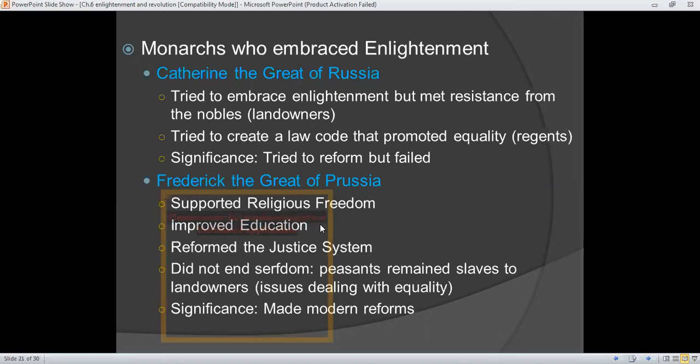He did improve education and the justice system, but he did not support the idea of equality between people. Unlike Catherine the Great, she called for equality between people, nobles and commoners, equality for women, and laws, but she failed. Clear? Frederick the Great and Catherine the Great, is it clear? Yes. Do you have any questions concerning both monarchs? No. Okay.